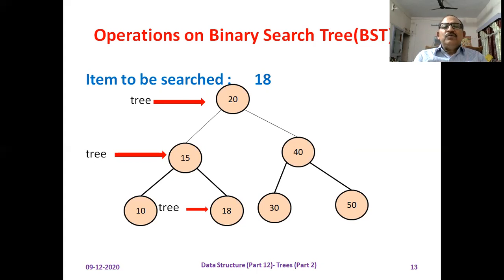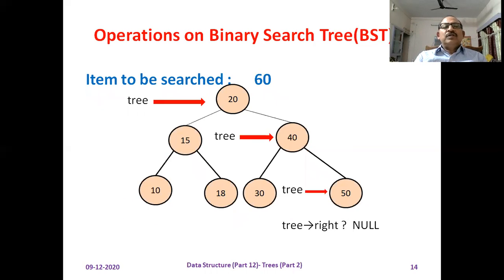Compare this 18 with the node 15. Here we can see 18 is greater than 15. Now we will call the procedure or function with parameters tree right and search item, and tree right now becomes the root node. Now we compare 18 to the root node 18, and here a match is found. Search item is equal to tree data, meaning item found. Is that clear?